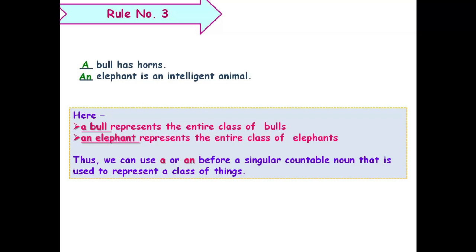Alright? And similarly, an elephant represents the entire class of elephants. When I say an elephant is an intelligent animal, I'm not talking about one particular elephant. I'm talking about the whole group of elephants, a whole class of elephants. That is why the articles a and an will be used over here. So we can use a and an before a singular countable noun that is used to represent a class of things. Okay, good. So we are good with rule number 3.